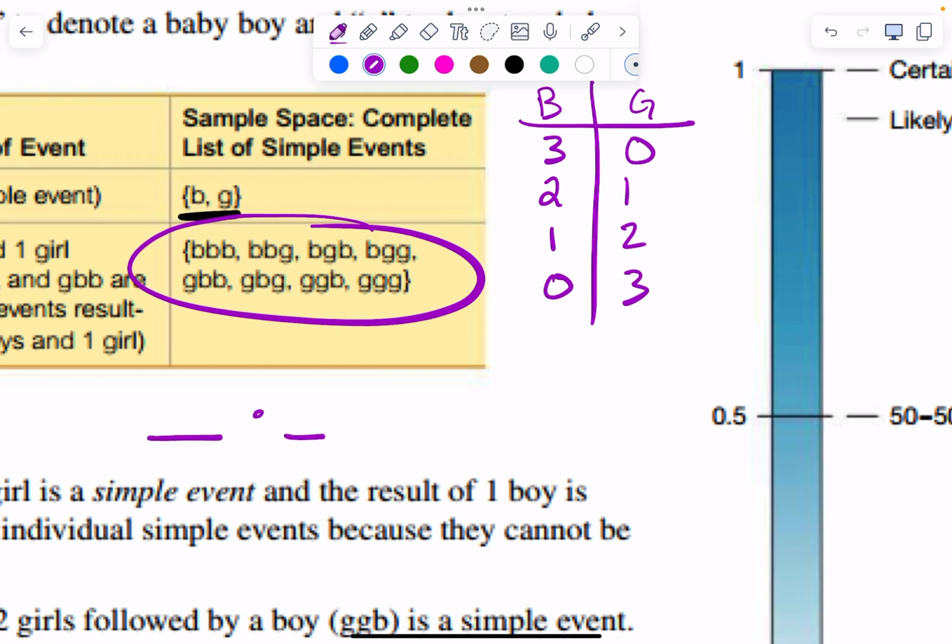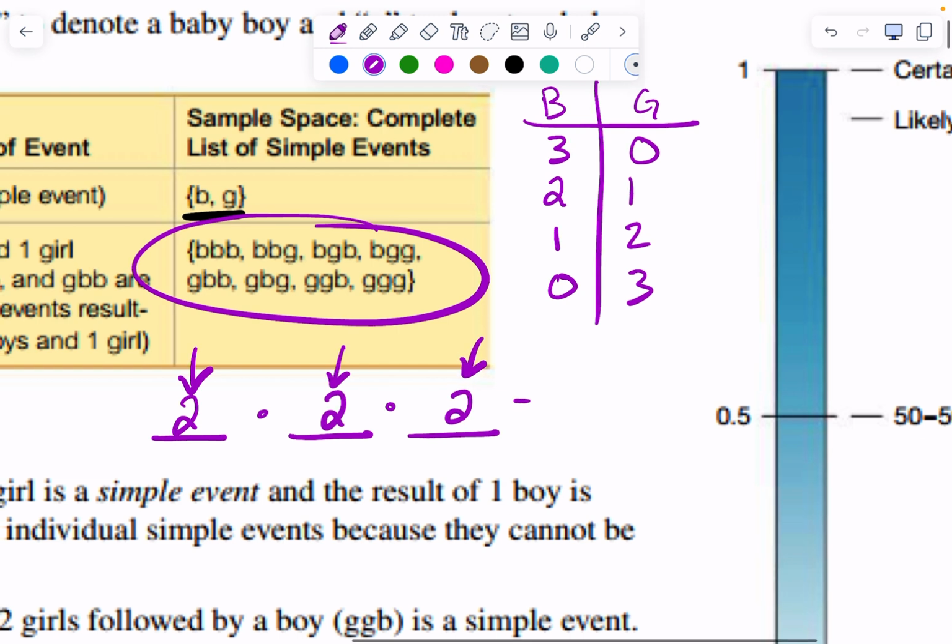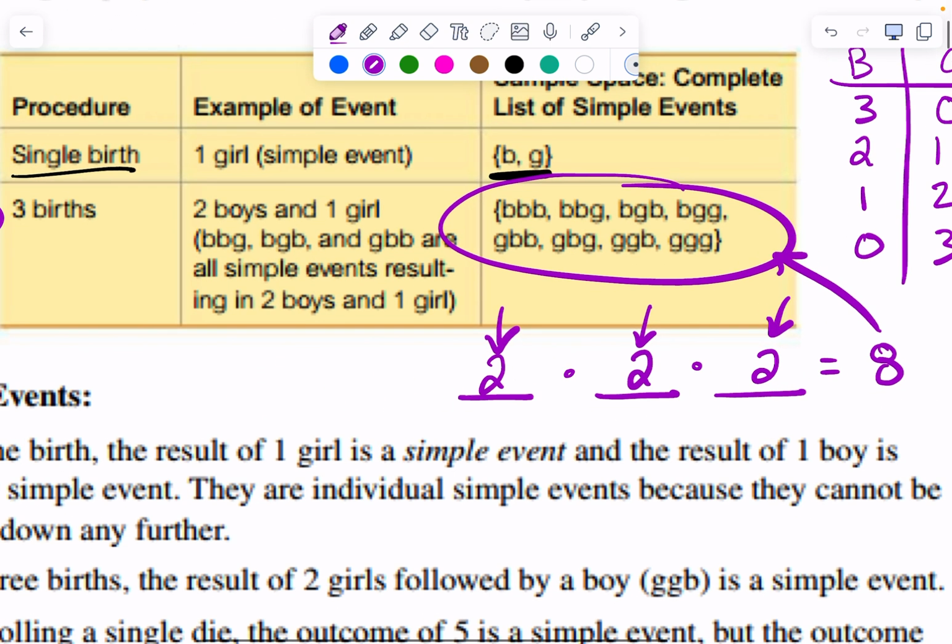I have 3 children. I don't have 3 children, but I had 3 children at one point, right? And how many options could that first child be? 2. And options for the second child is 2. And options for the third child is 2. And 2 times 2 times 2 is 8. 8 different combinations. So if you have 4 children, which I do, right, would be 2 times 2 times 2 times 2, which is 16 different combinations, right? Okay, does that make sense?